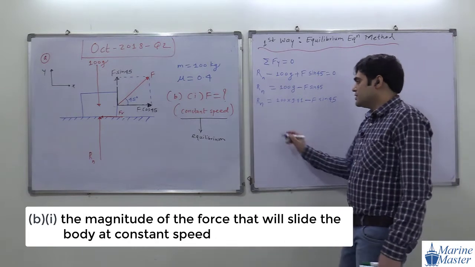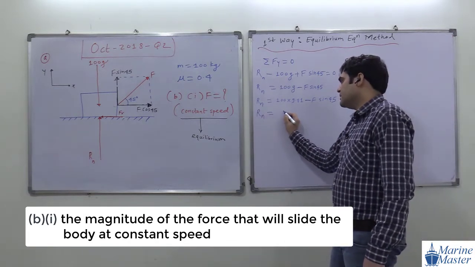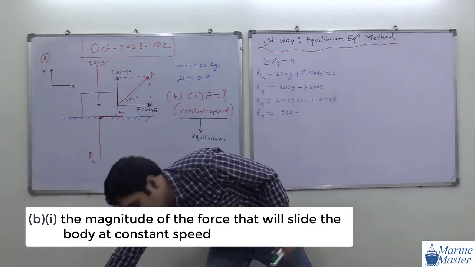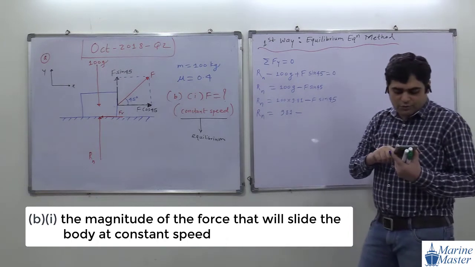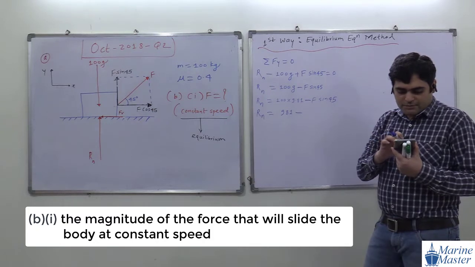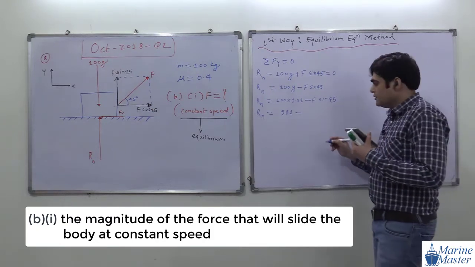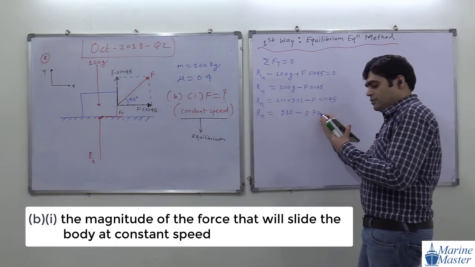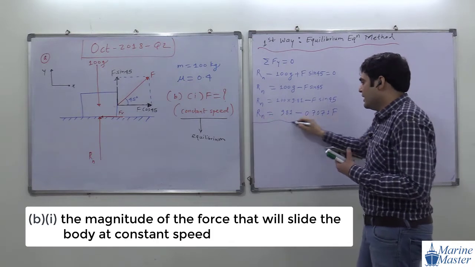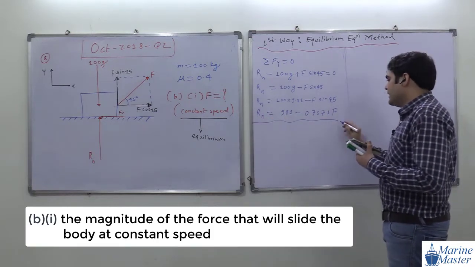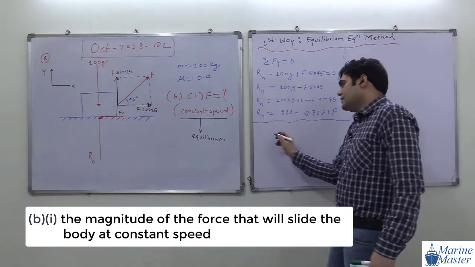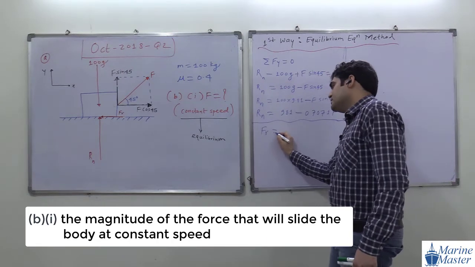Okay, good. So Rn will be equal to what, guys? 981. What is the value of sin 45? Everyone, please do the calculation and let me know the value of sin 45. What will be the value of sin 45? 0.7071 F. So we got Rn in terms of what, guys? We got Rn in terms of F.